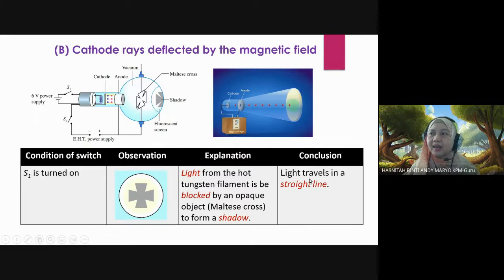So here we prove light travels in a straight line. When you block it, you see a shadow formed, a shadow of the blocker. Then what happened next, students?